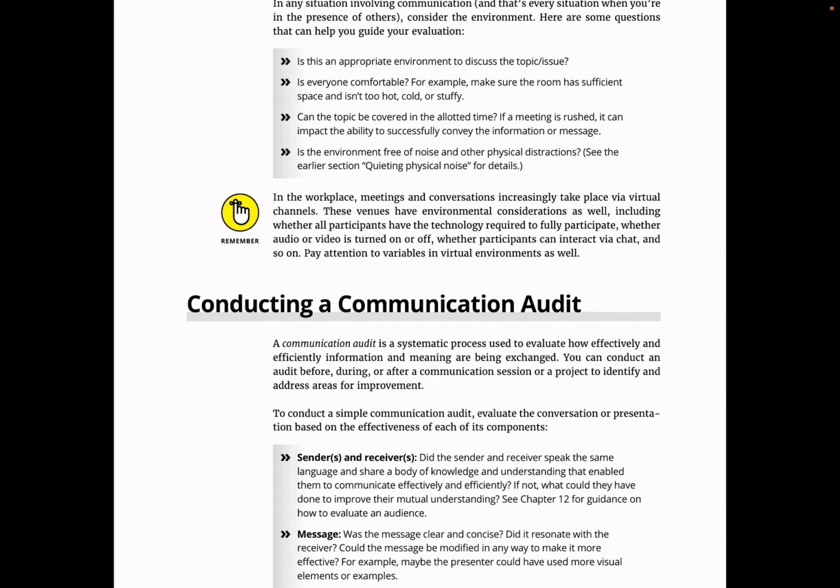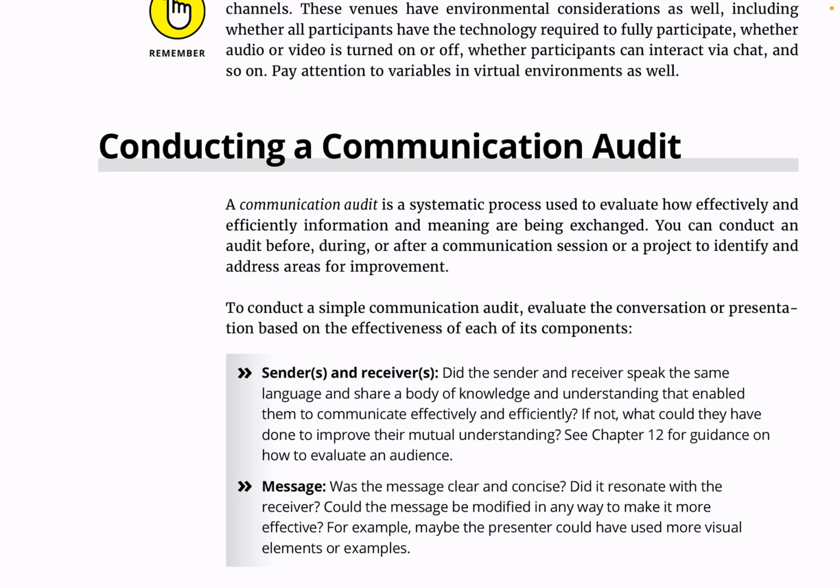Conducting a communication audit. A communication audit is a systematic process used to evaluate how effectively and efficiently information and meaning are being exchanged. You can conduct an audit before, during, or after a communication session or project to identify and address areas for improvement.